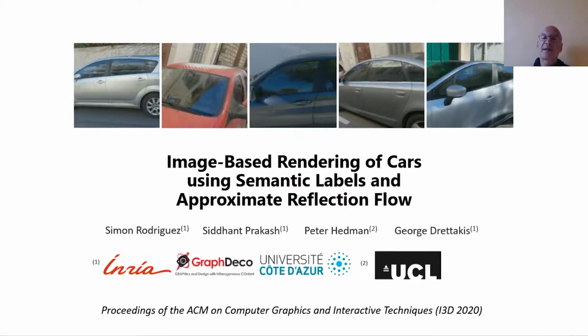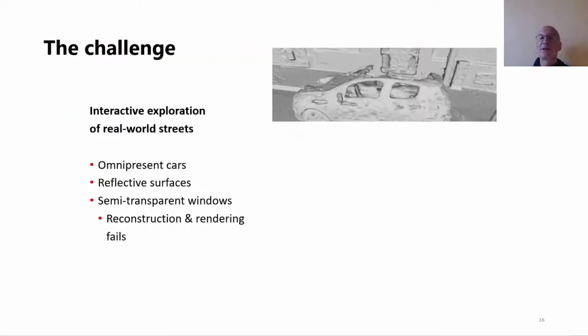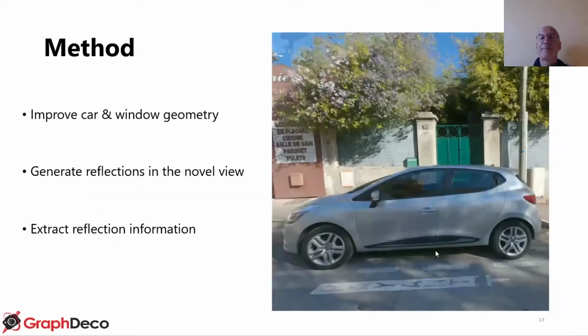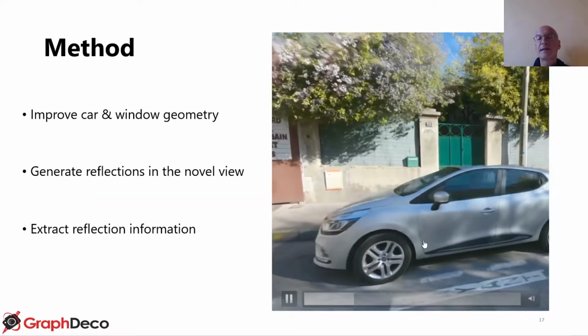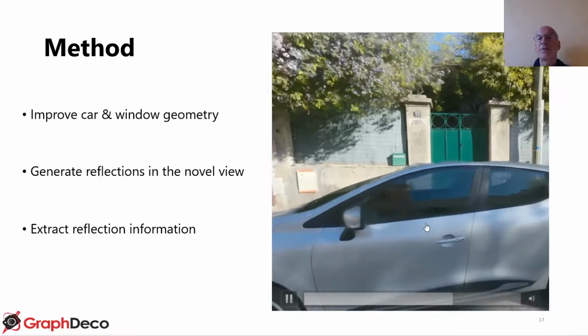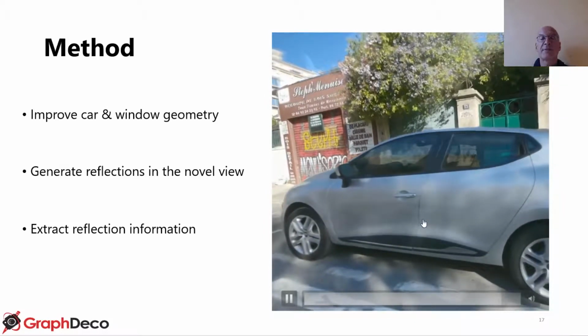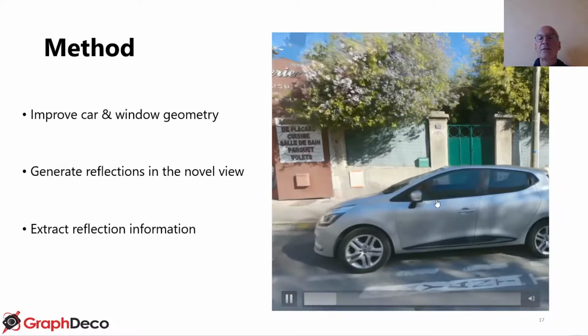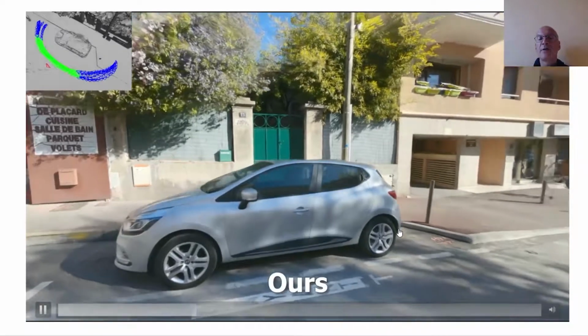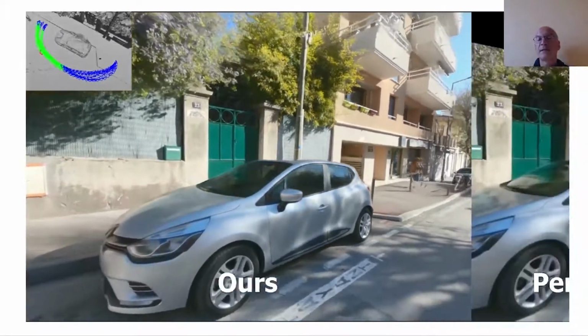The second case where we're studying uncertainty involves real-world captures, in particular cars, which have a problem in that cars are omnipresent, but they're very hard to reconstruct, and as a result, they're missing geometry in the windows, and reflections are complex to render. And the method we developed basically was based on the idea of addressing this uncertainty by improving the car and window geometry, where the information is very uncertain from capture, generating reflections in the novel views by extracting reflection information. And our results are of quality which compares well to state-of-the-art techniques.